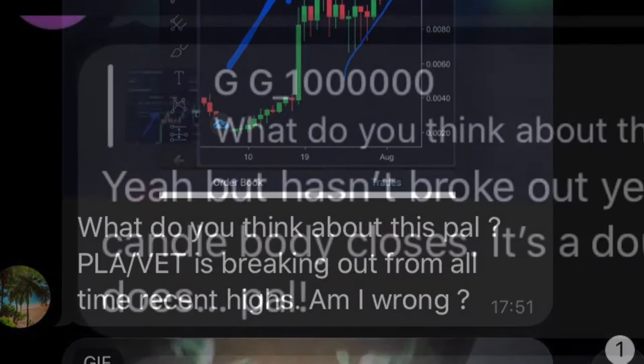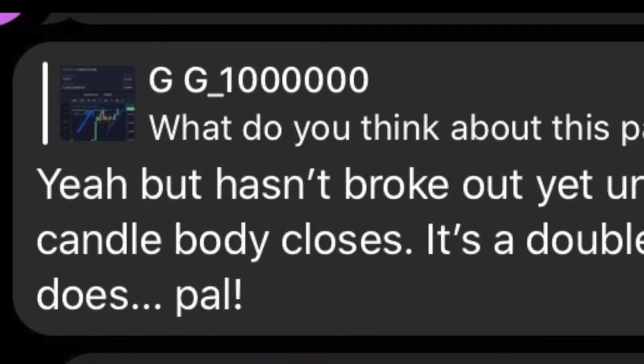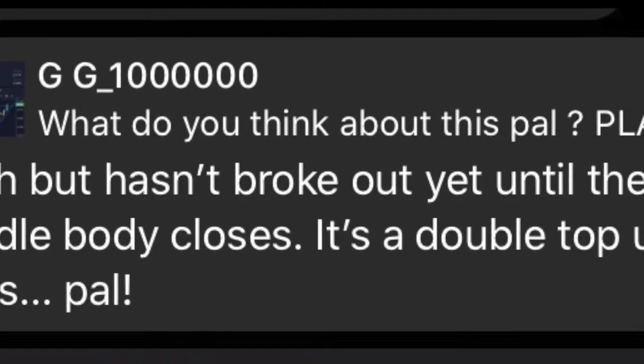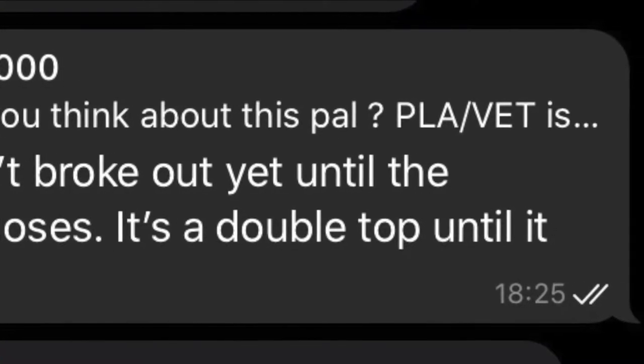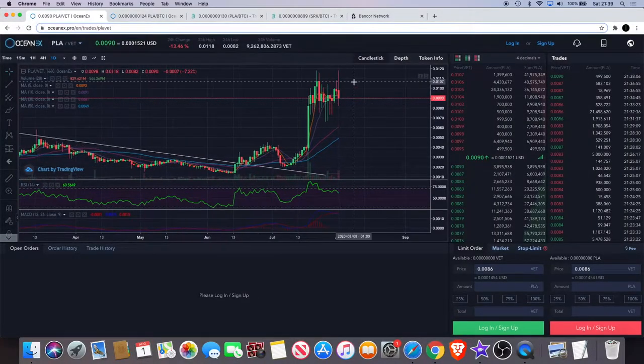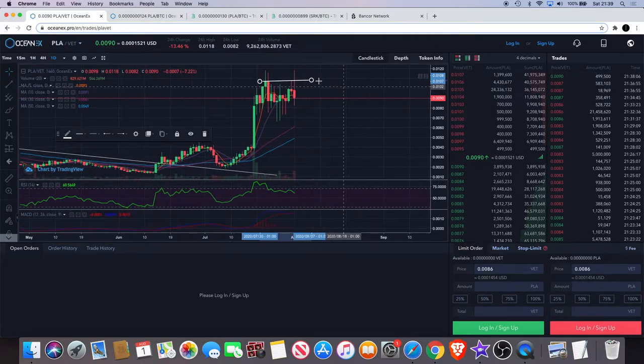I actually posted a message back and said, well, actually, what you can see there is a double top, okay, and it's not a breakout, at least on the 1 day, until the candle closes and you get a confirmed candle close above this area. Let's have a look. They told me it was a breakout over here, but I said it's not a breakout until a candle body closes. It's actually a double top until the candle body closes, so you can't call it a breakout yet.